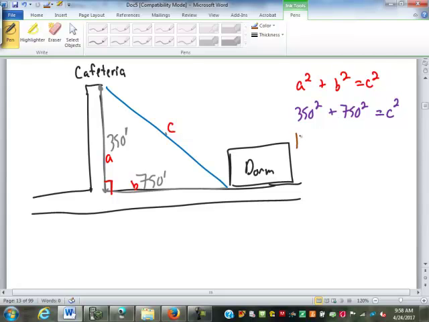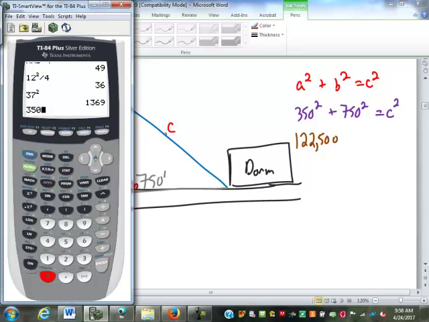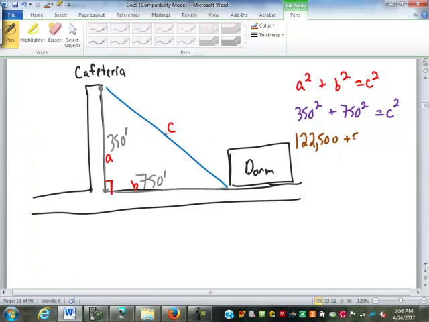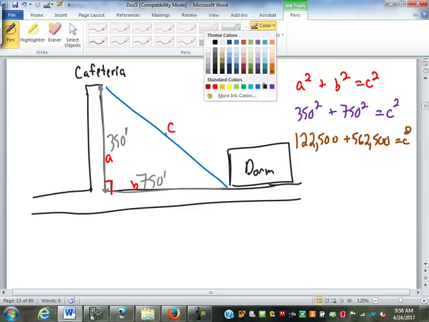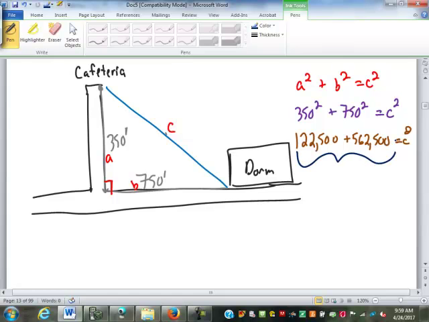350 squared is 122,500, I believe, but I'm going to double check it. Yes, it is 122,500. 750 squared is 562,500. That equals C squared. I add those two together. I get 685,000 equals C squared.